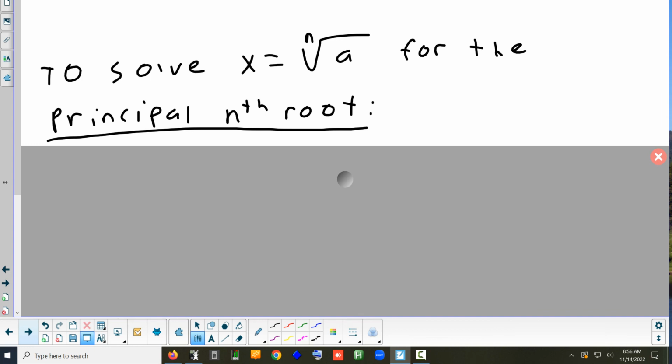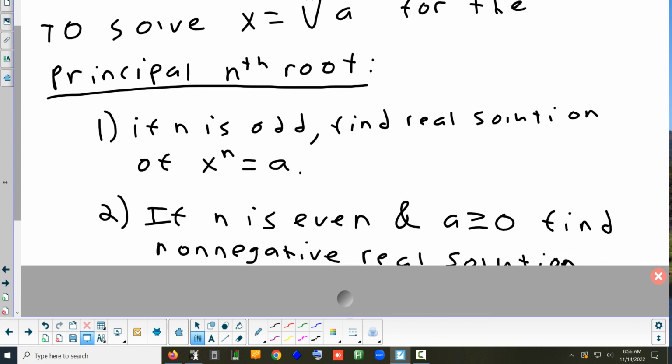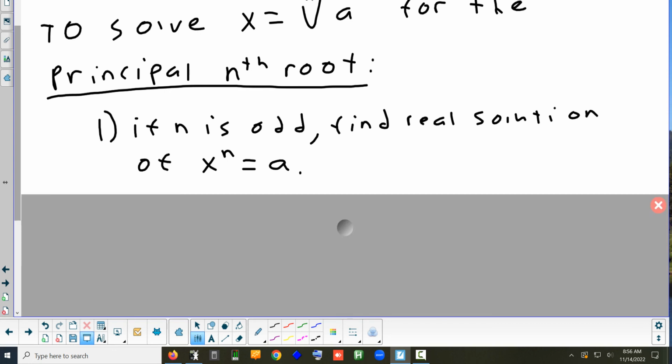If the question specifically says to find a principal root, they want 1 answer. So which answer would you give me? 2 or the -2? Well, it depends on whether your index is even or odd. Even's a little trickier because we got to be careful with taking roots of negatives, right? So with evens, in general, we're going to look for the positive answer. But with odds, the answer could be anything. Could be positive or negative.